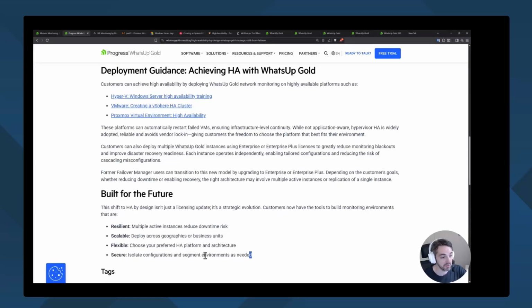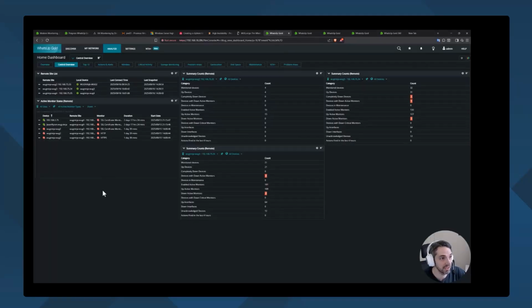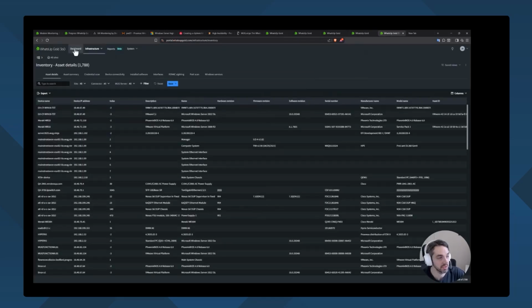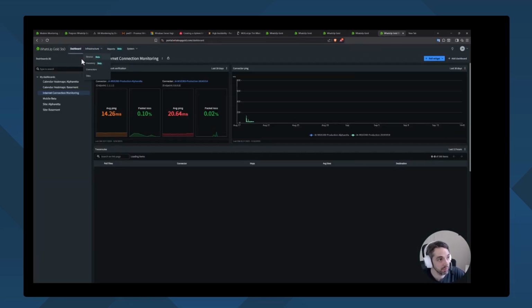And in terms of security, this is really important. Segmenting these environments so they're not available over the internet is key. We would never recommend that you make your WhatsUp Gold servers directly available over the internet. Now, you might wonder, well, how would I then access the information? That's, again, where we hope WhatsUp Gold 360 can help solve that problem for you.